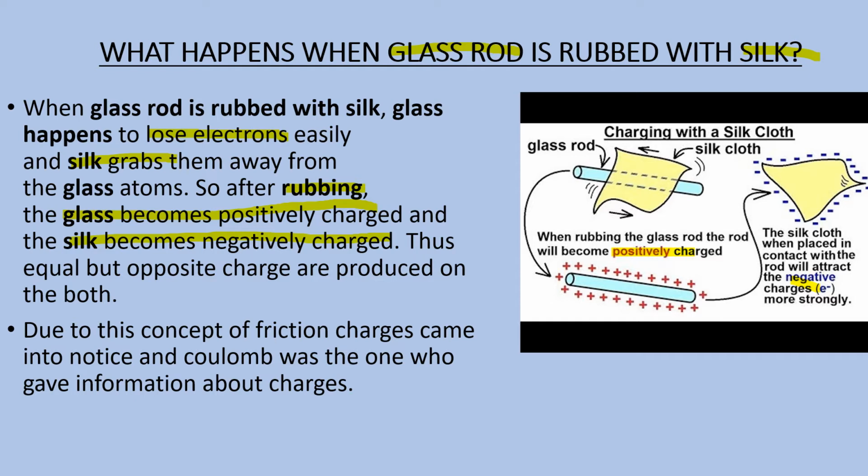So what is the conclusion here? Due to this concept of friction, what is friction? It's a force which tries to resist the motion, which tries to resist the movement. The concept of charges came into the picture and it was first identified and discovered by Coulomb.